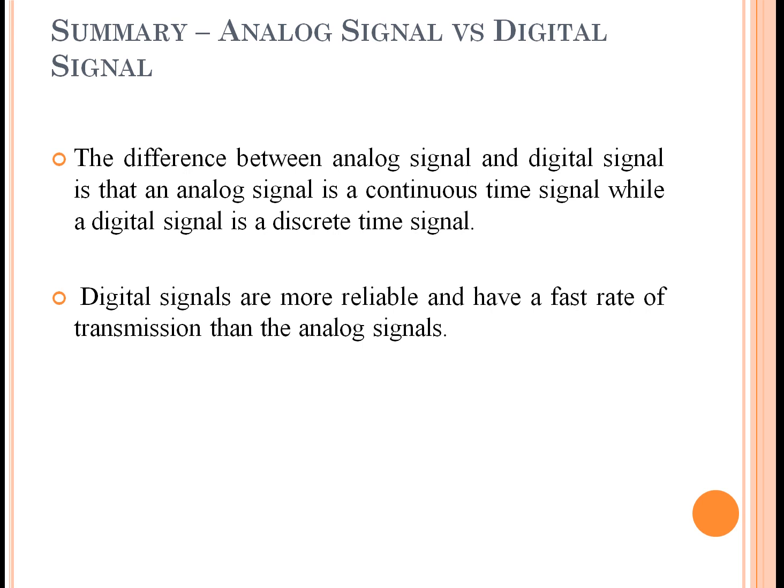Summary of this topic, that is analog signal versus digital signal. The difference between analog signal and digital signal is that an analog signal is a continuous time signal while a digital signal is a discrete time signal. And digital signals are more reliable and have a faster rate of transmission than analog signals. So this is all about the analog signal and digital signal.